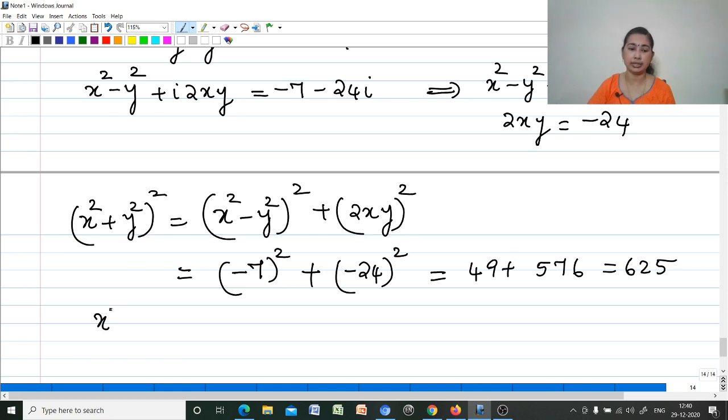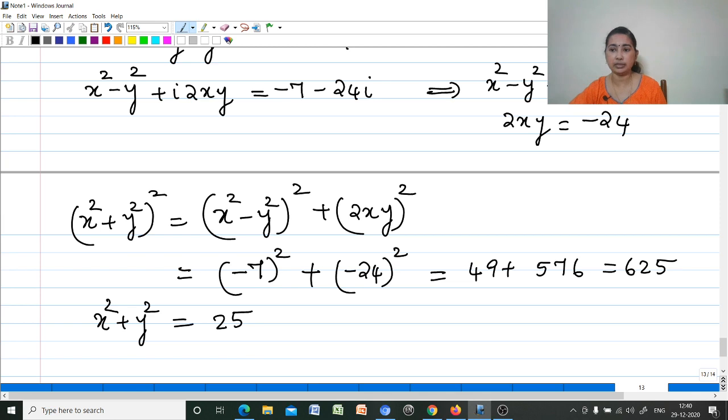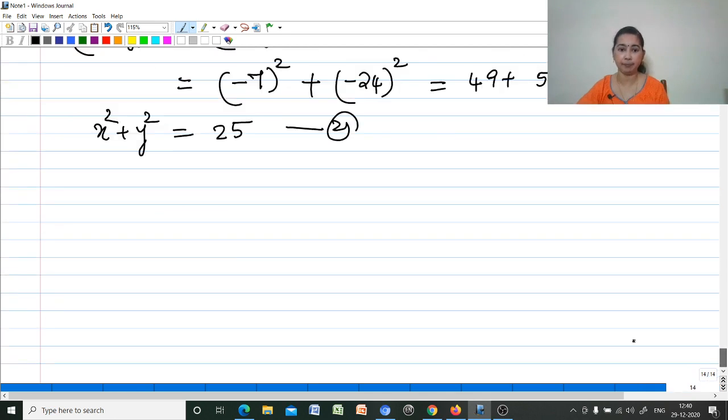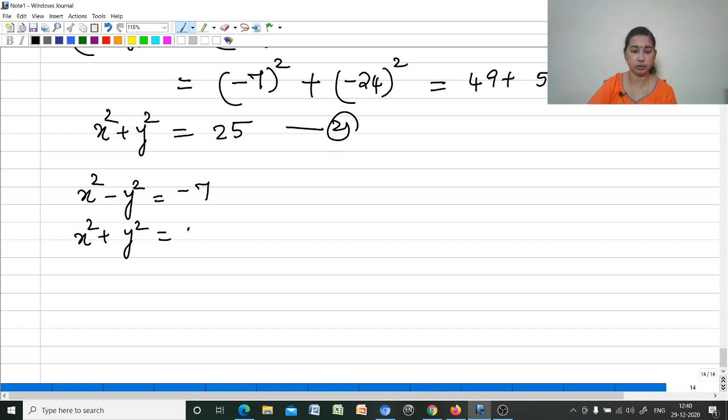So what is x square plus y square? Root of 625, that is 25. So in one equation we have x square minus y square, and here we have x square plus y square. These two, if we are solving, this is the first equation, this is the second equation. We are solving these two equations, that is x square minus y square is equal to minus 7 and x square plus y square is equal to 25.